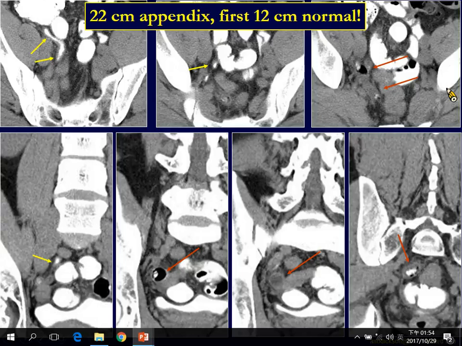So we really need to try to follow this all the way to the blind end, because it can otherwise be very difficult to see this. When I did have this case, I immediately went to the Guinness Book of World Records, but I had missed by 4 centimeters. The longest appendix at that time was 26 centimeters. I think we're up to 28 when I checked last week before coming here.